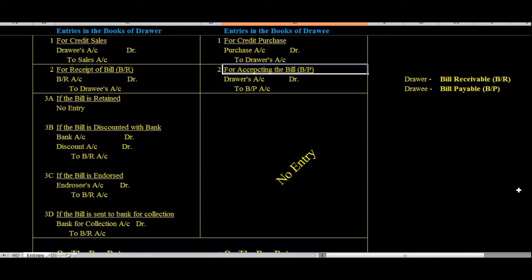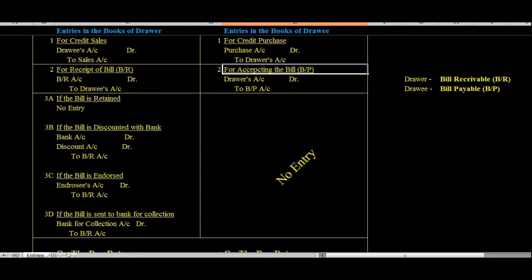Now what has happened? Drawer has received the bill. He has got four options, if you remember the last slide we did in the first class. These are the options available with the drawer. Drawee does not have any options available. Remember, Drawee has simply given away the bill. Drawee comes into play only at the time of the maturity date.